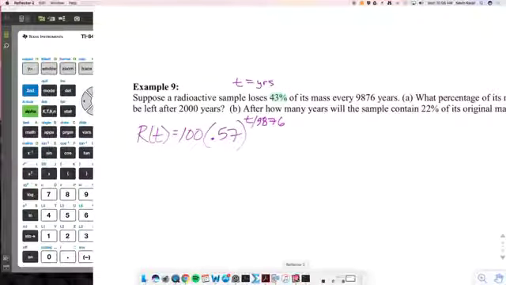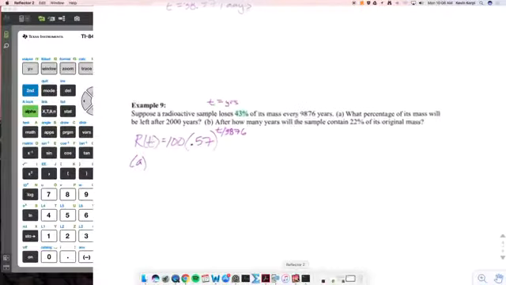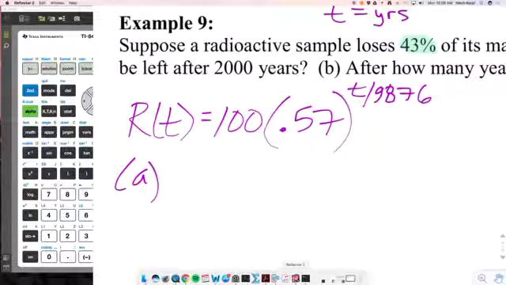All right, so now we have our mathematical model. So now we can jump to part A. What percentage is going to be left after 2,000 years? So 2,000 is the value. I either plug it in for T or R of T. Which one? T. Any conversions to do here? Nope. So you're just going to put R of 2,000.